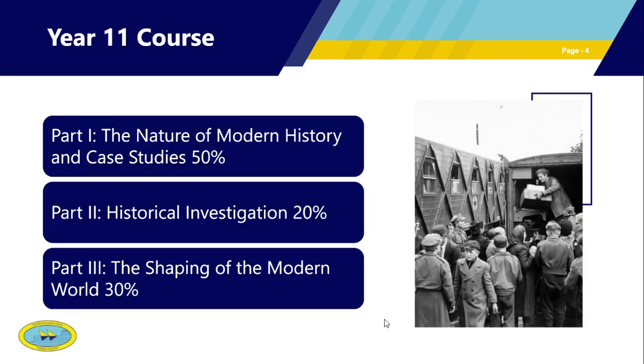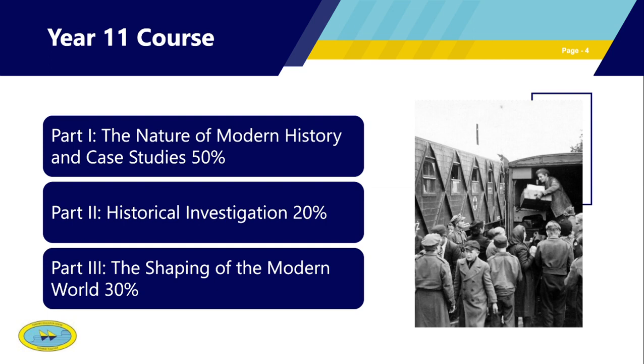So here is a bit of a breakdown of the Year 11 course. So you can see there are 3 distinct aspects, and I'll just run through each one now for you. So you can see part 1 is called the nature of modern history, and also you have case studies. All right, and that's worth 50% of the course.